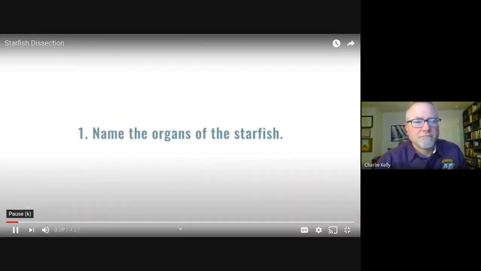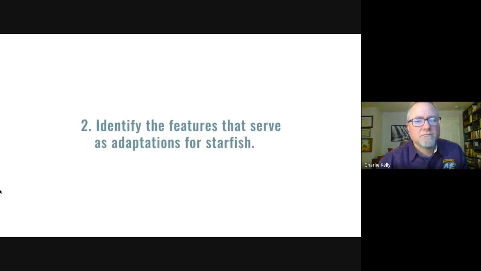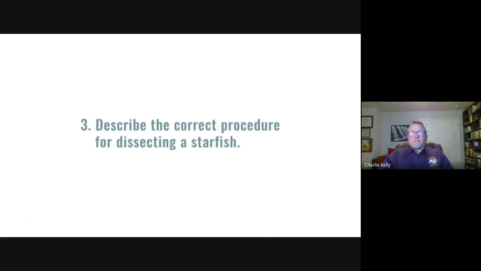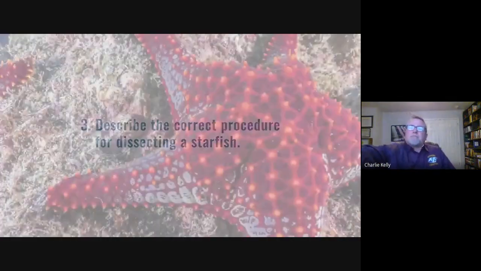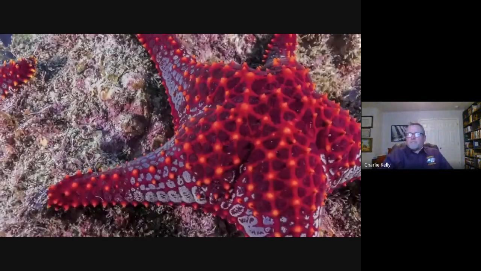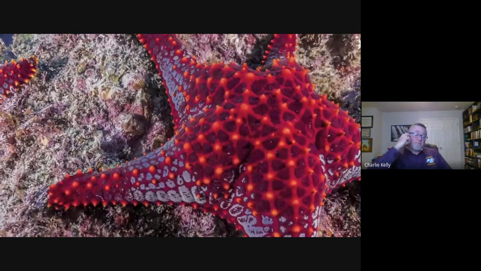Name the organs of the starfish. 2. Identify the features that serve as adaptations for starfish. And 3. Describe the correct procedure for dissecting a starfish. Starfish are currently facing a number of natural and man-made threats that are decreasing their numbers.